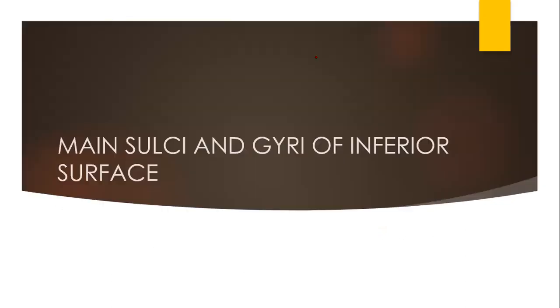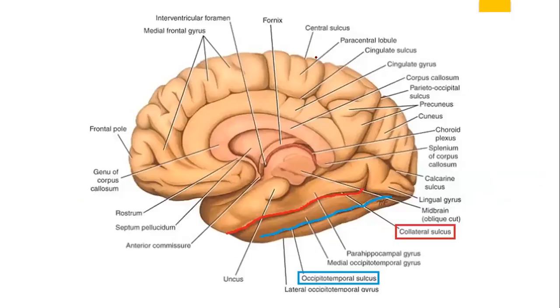Now, if I talk about the inferior surface of the brain, here you need to see two sulci. One, in blue, is coming from the occipital lobe and getting into the temporal lobe. We call it the occipitotemporal sulcus. And the one with the red line here is known as the collateral sulcus. Because of the occipitotemporal sulcus, we get two gyri in the temporal lobe on the inferior surface. One is lateral to it, known as the lateral occipitotemporal gyrus, and one is medial to it, called the medial occipitotemporal gyrus.